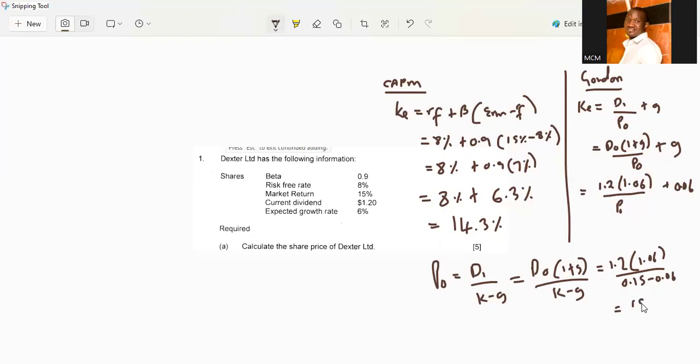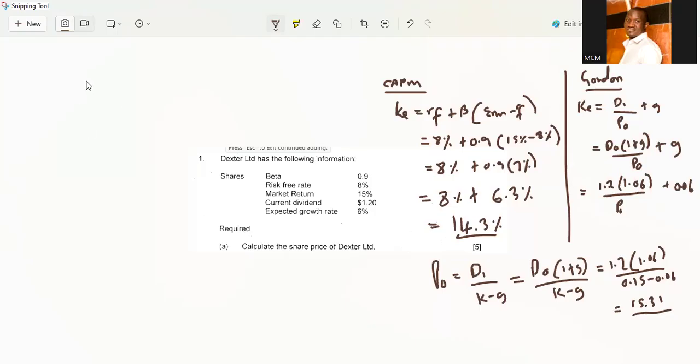So 15.31. You need to understand that this is what you can use here if you want to calculate the cost of equity using Gordon's, but this is the cost of equity and this is the price of stock now. So this is in the capital market when we are discussing the computation of stock. These are the questions that you should expect when we are looking at computation of stock.